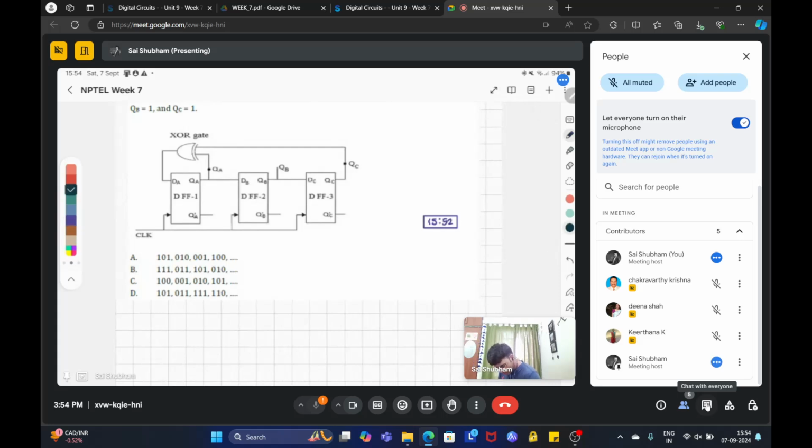So you can see that there is QA, QB, QC, and DA, which is XOR of QA, QC, and this DA will be the next QA n plus 1. Fine. Now, the initial conditions are 1, 1, 1. So DA will be XOR of QA, QC, XOR 1 and 1, which is 0. So next will be 0, 1, 1.